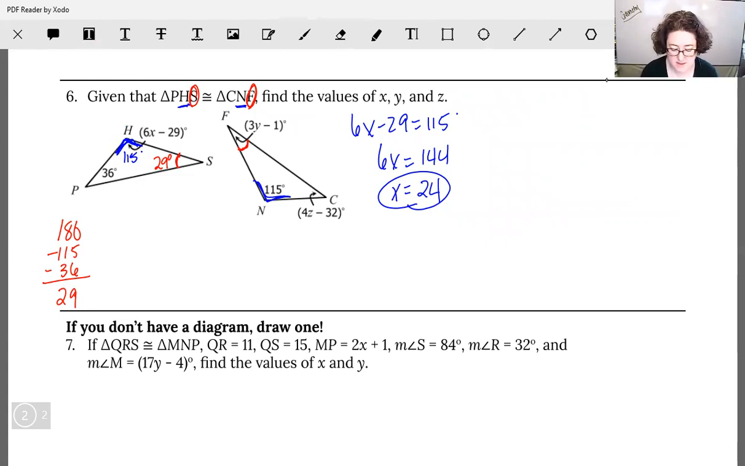Now I can set these things equal to each other. So 3y minus 1 equals 29. Add your 1 to both sides, we get a 30. And so y is 10.